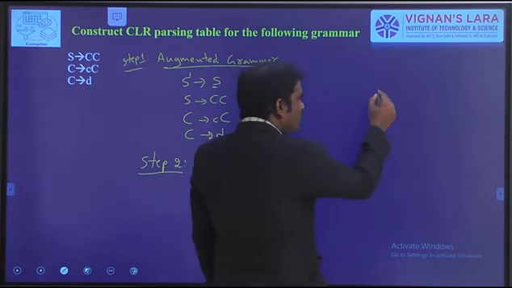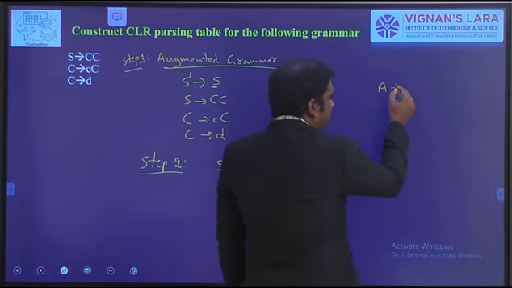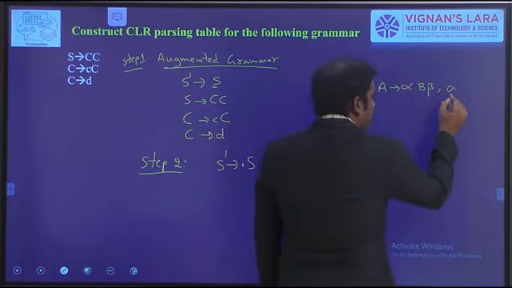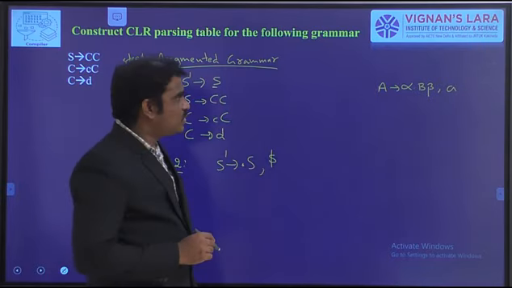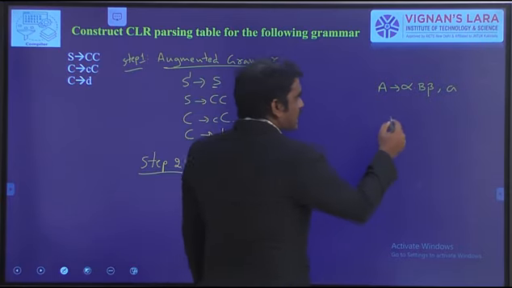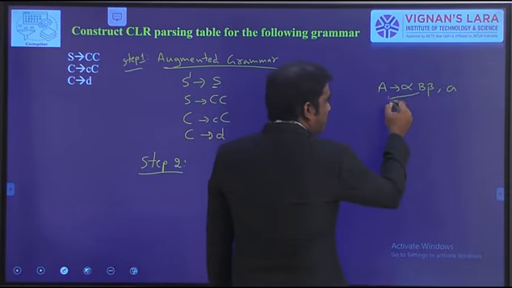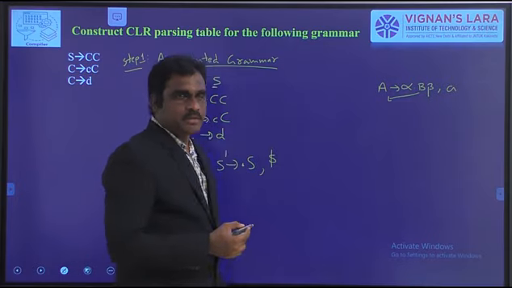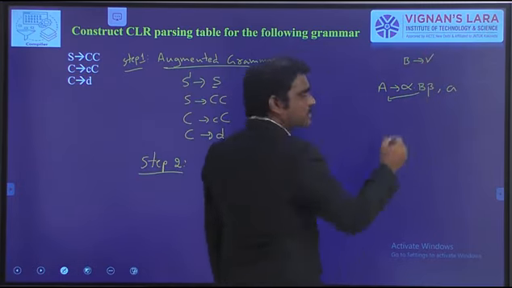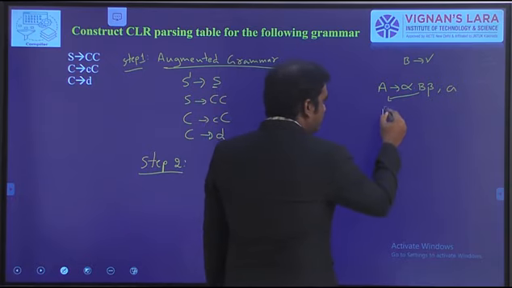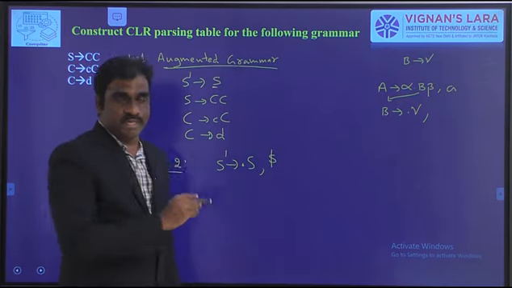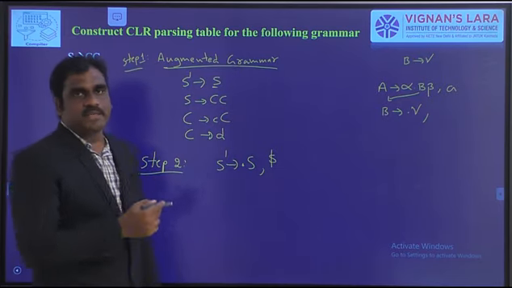What is the closure set formula? Suppose the production is of the form A to alpha dot B beta, comma A. Then you have to write like this. Suppose dot is followed by B, and B is a non-terminal, so write the B production. Suppose the B production is B to gamma. Then you add B to dot gamma. That is the first part. And how to write the second part?